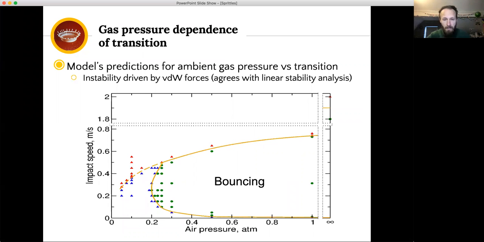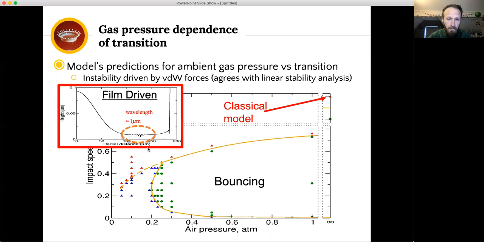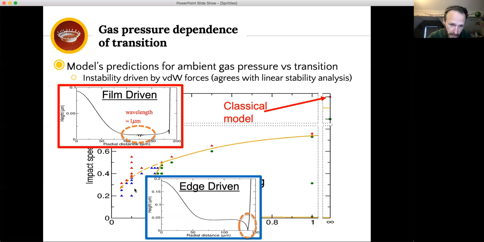So the nice thing about having this computational model is we can now do virtual experiments. So nobody has put this bouncing phenomenon in a vacuum chamber yet. And that's essentially what we're doing here. We're reducing the atmospheric pressure and looking at how the transition between bouncing and wetting changes. So here is the classical model miles away up here. And what we see in particular is that these red wetting cases are associated with film-driven instability. So waves are generated from van der Waals forces, which we can validate with linear stability analysis. And down here, we see a different type of connection where we see the edge being the touchdown point.